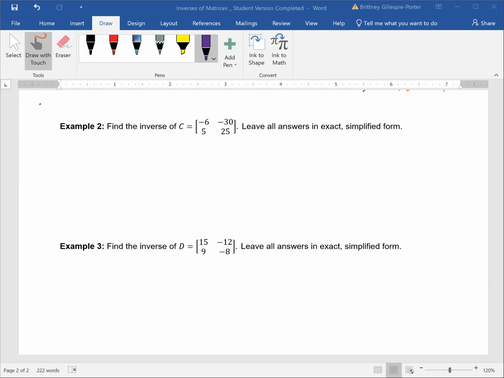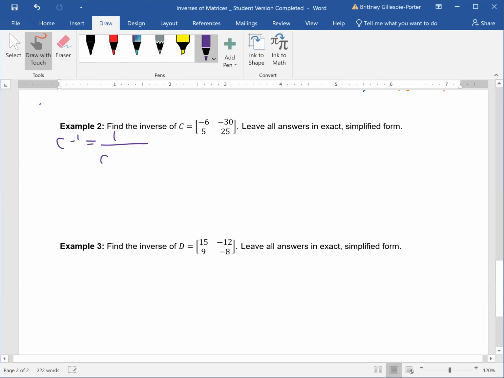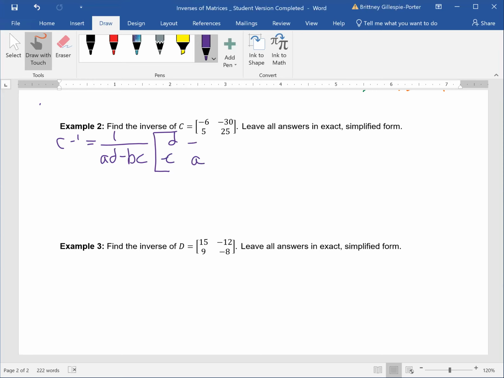Let's try this example where C is a 2 by 2 matrix: -6, -30, 5, 25. We're asked to find its inverse. Remember, we have the formula for 2 by 2s. It's 1 all over AD minus BC, times the crazy matrix where we flip-flop A and D and we negate on the backswing, -B, -C.